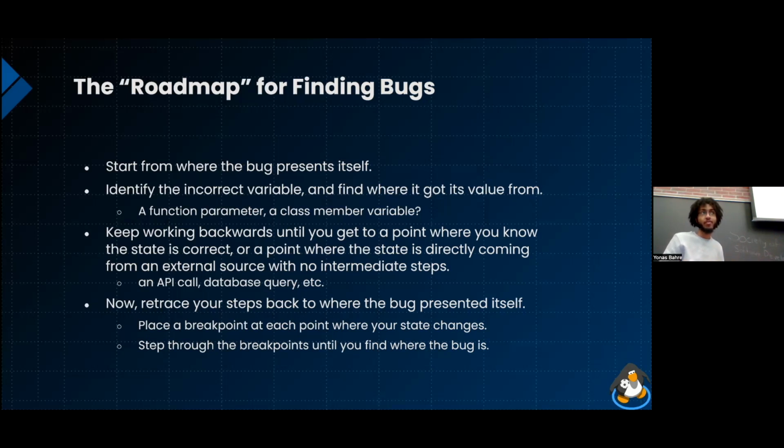Now, after you do that, you'll see where that got its value from, right? And then you basically keep working backwards, and you want to notice each point where the state has potential to change. You want to do that until either A, you reach a point where you already know that the state is correct. That can be from looking at the values in your debugger or any other way that you might have deduced that, or B, a point where the state is directly coming from an external source with no intermediate steps. So if you're on the front end and you trace your incorrect state all the way back to the API call on the back end, more likely than not, it's a back end issue.